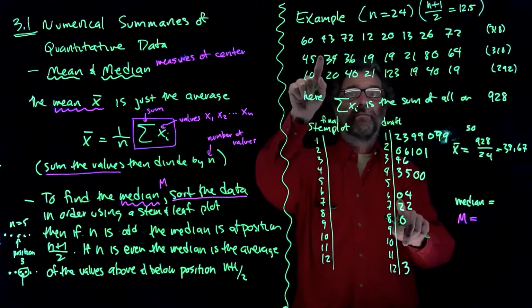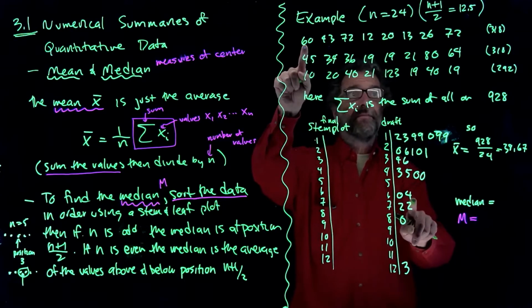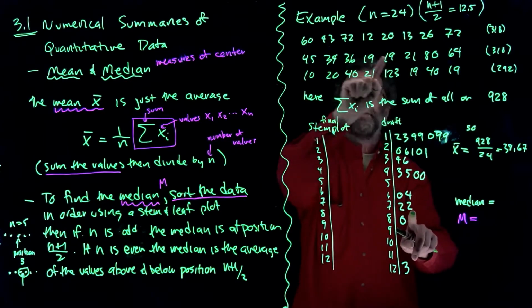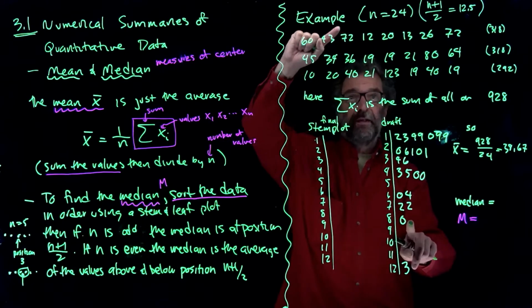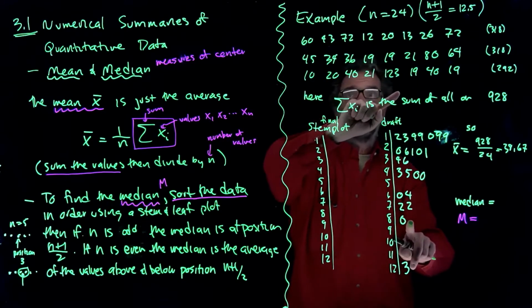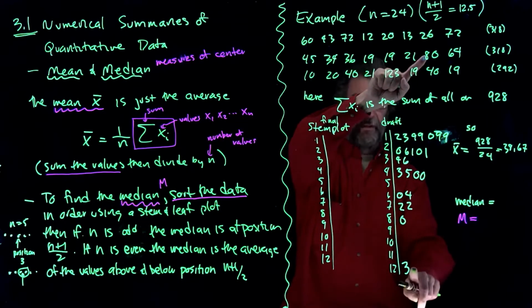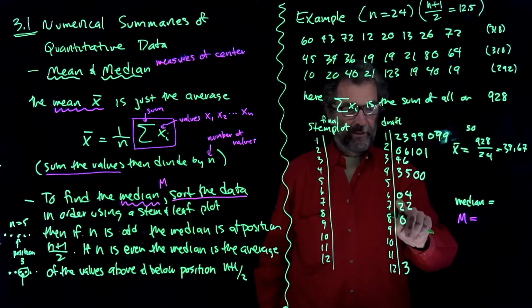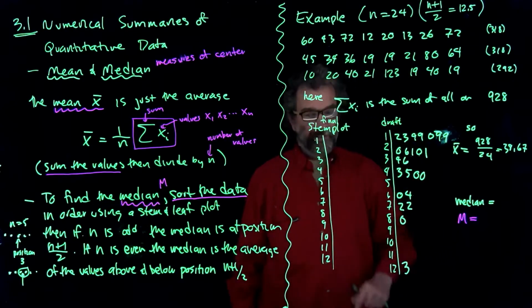60, 64, there it is, 72, 80, where are you, 80, 123. 1, 2, 3, 4, 5, 6, 7, 8, 9, 10, 11, 12, 13, 14, 15, 24, so that's probably okay.